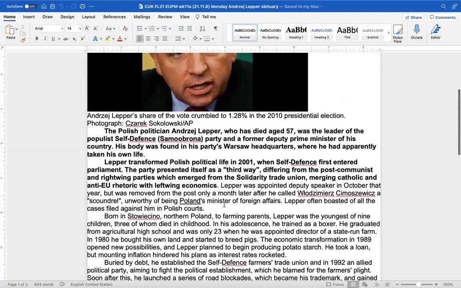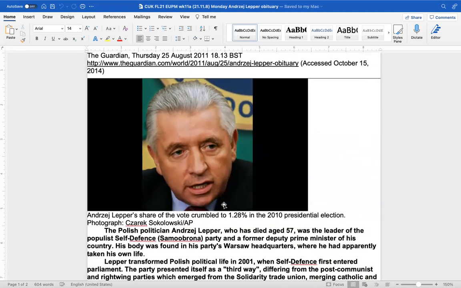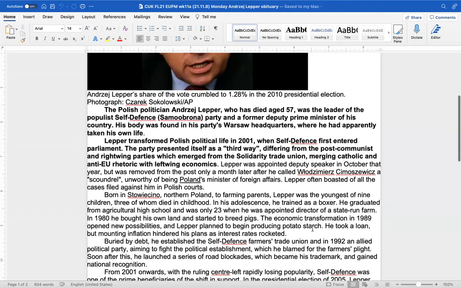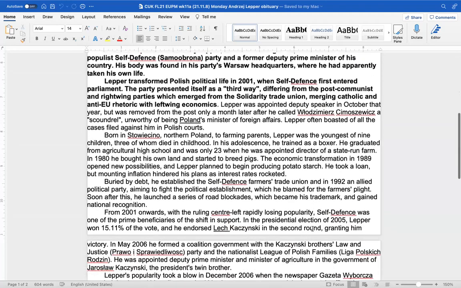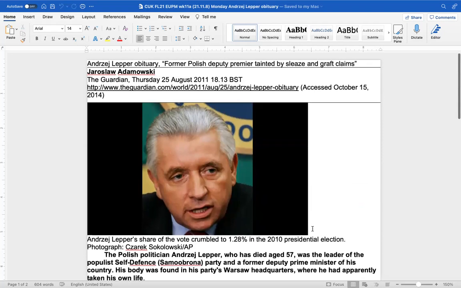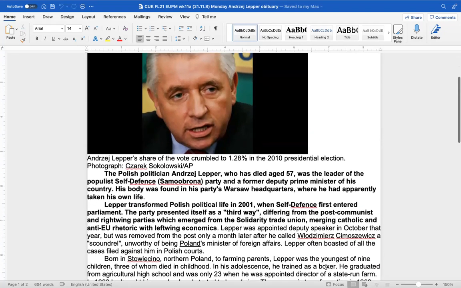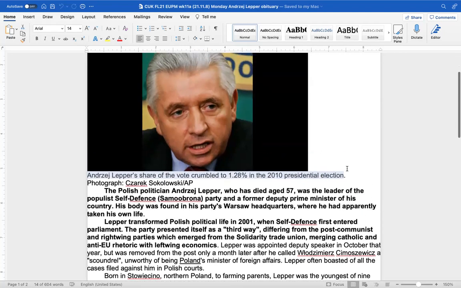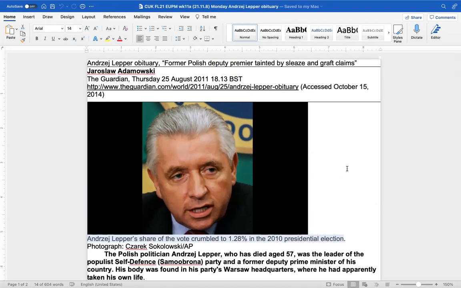But again, it just goes to show you how the Common Agricultural Policy undercut or weakened the political support for radical nationalist populists like him in Poland. And like I said, he killed himself. Andrzej Lepper's share of the presidential vote crumbled to 1.28% in the 2010 election, after being one of the most prominent figures in Poland. So I mean, that's the point to take away from this discussion, right?